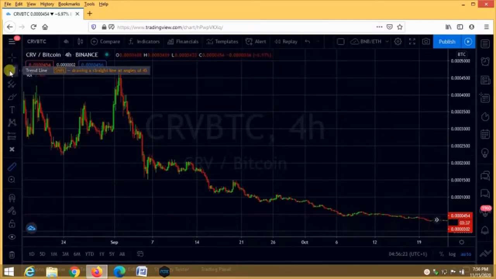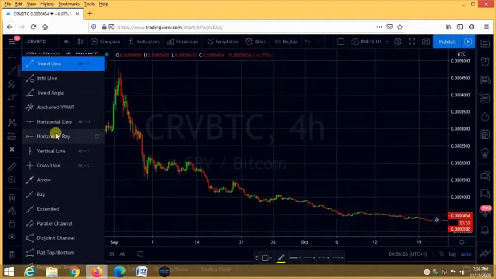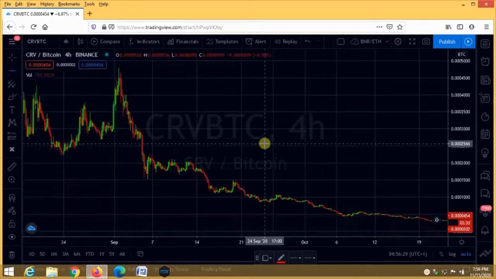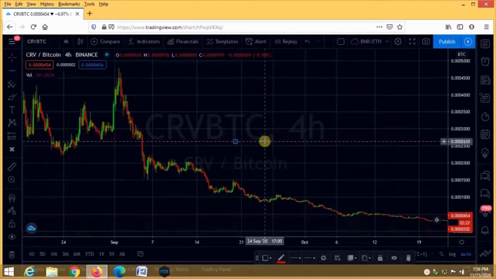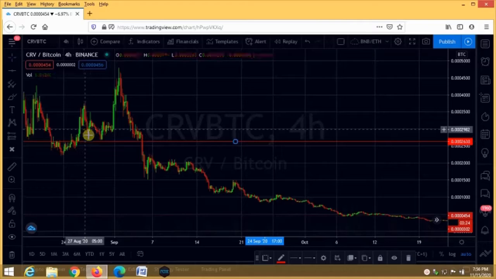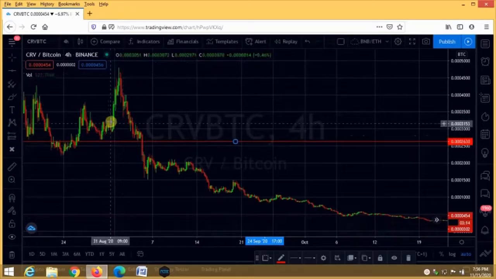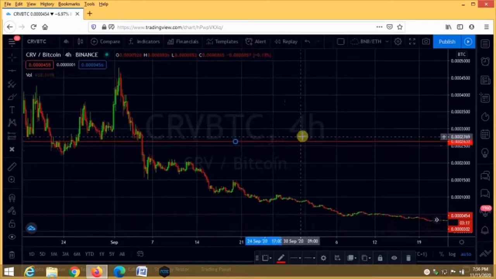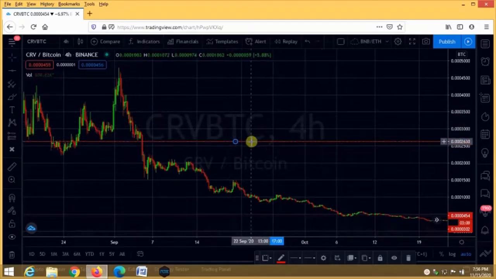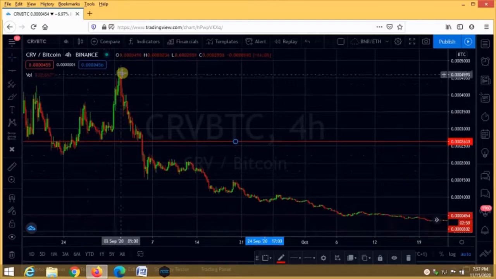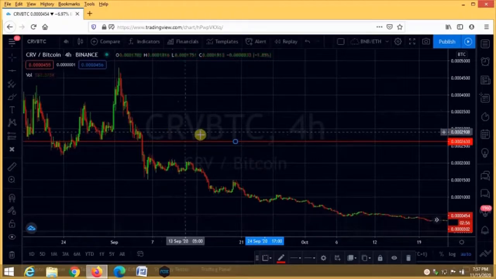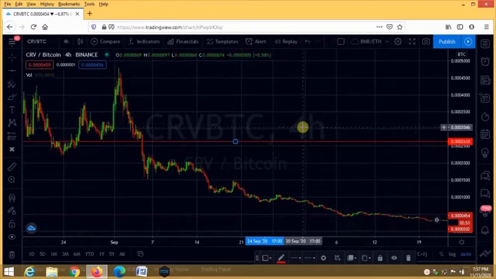Let's choose the horizontal line. Place it on the lowest price level and click it. Now you can see the lowest price level of this bounce. Now this is an 82% bounce. The lowest price level of this bounce, this upward price action, is my support on this price chart. I call it the target support. Look at it, 2,630 Satoshi. It's my support on this price chart. I am looking at the CRV against BTC on a 4-hour candlestick time frame.